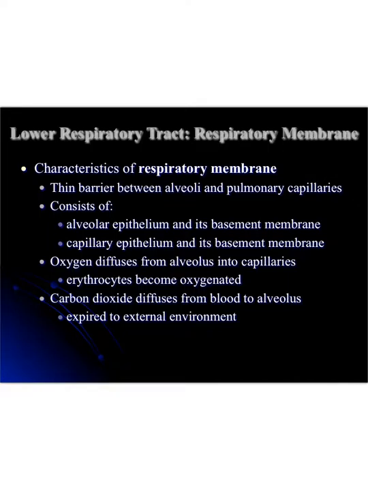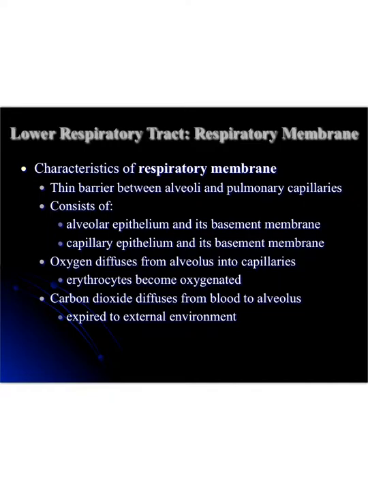So within the lower respiratory tract, you actually have the respiratory membrane. These are the layers of cells in which we are going to have gas exchange. So we want it to be very thin so the gas can diffuse easily. So we basically have the membrane between the alveoli and the pulmonary capillaries. The alveolus has an epithelium, which is going to be simple squamous, and a basement membrane. And then the capillary epithelium, if you remember, capillaries all have simple squamous as well. We call that endothelium. And then the basement membranes will actually fuse.